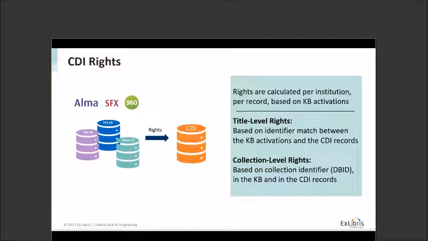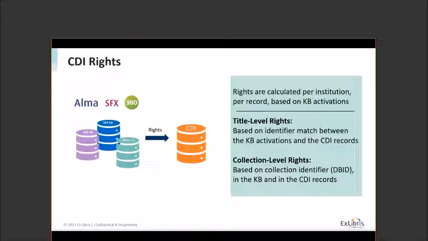Let's say the institution has activated a portfolio with an ISSN. Now the rights calculation will go to the CDI records and search for all the records with this ISSN. Of course, if there is a coverage element here, it will know to take it into account. All the records that match these activations are marked as full text available and can be returned as full text available in first search.